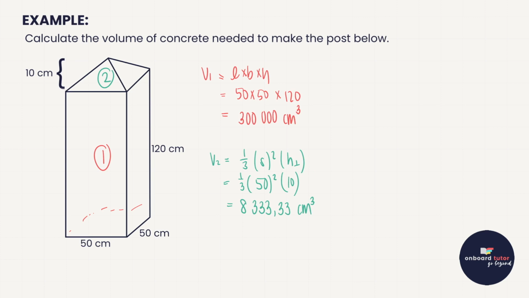Okay, now to answer the question fully, we'll say, well, the total volume of concrete that will be needed, and then we're going to add these two things together. So the 8,333, I've still got on my calculator. It's always best not to round off. And then we're going to add that to 300,000, and we can round off now in our final answer. We're going to have 308,333.33 cubic centimeters of concrete needed to make this shape over here.